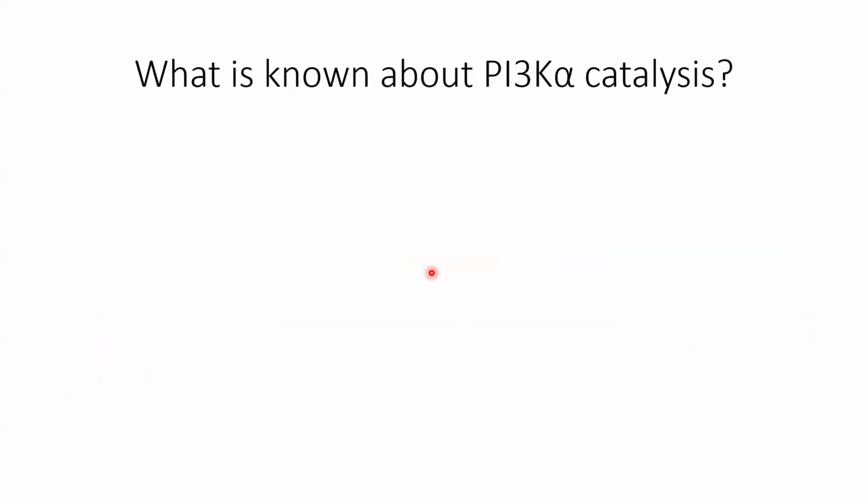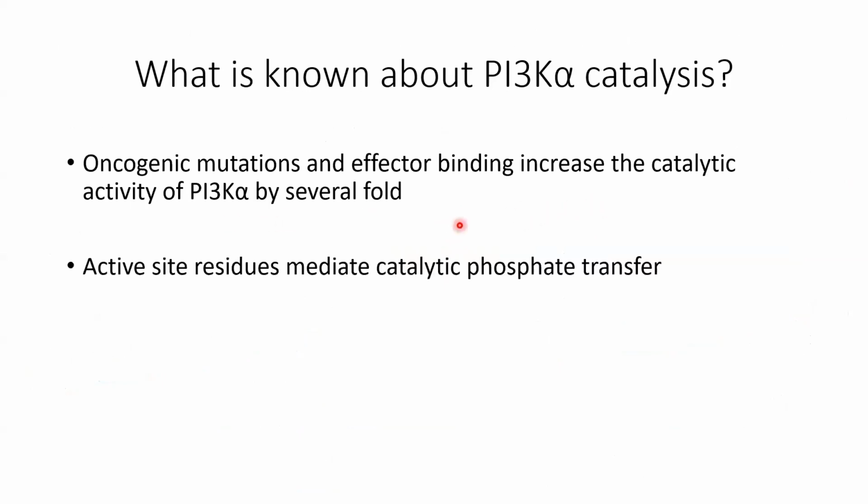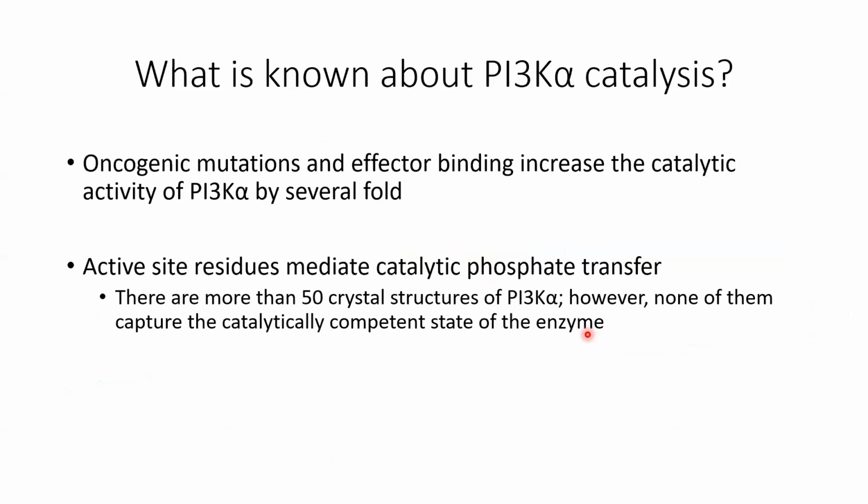So what this tells us is that PI3K can be allosterically regulated. And what we also know is that this type of allosteric regulation can also increase the catalytic activity of the enzyme several fold. We know from our understanding of protein kinases that active site residues mediate the catalytic phosphate transfer. But the puzzling observation is that even though we have more than 50 crystal structures of PI3K currently in the PDB, none of them actually capture the catalytically competent state of the enzyme. That is, what the enzyme looks like when the catalysis is occurring.